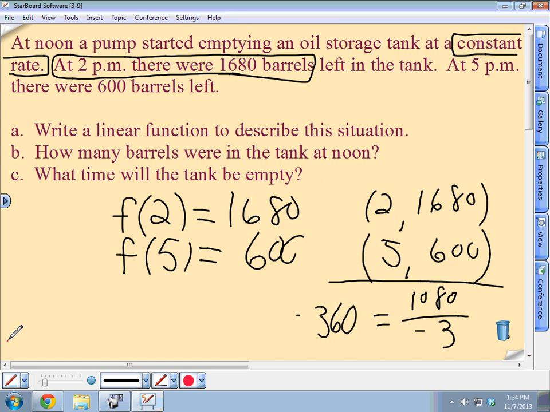All right. So this is your slope, right? You got a slope of negative 360. Guys, this is really important. So if you're lost right now, you got to let me know, because going on to the rest isn't going to help me.